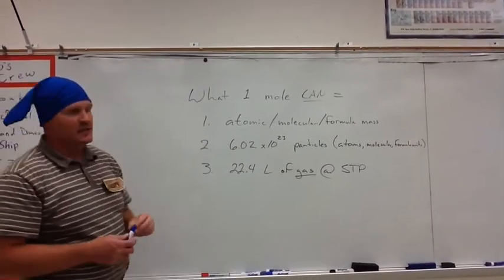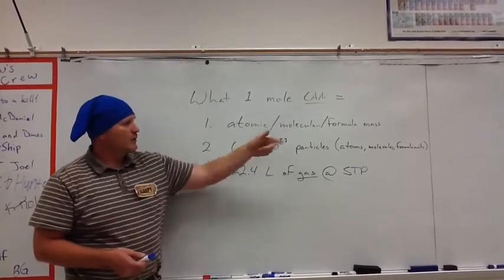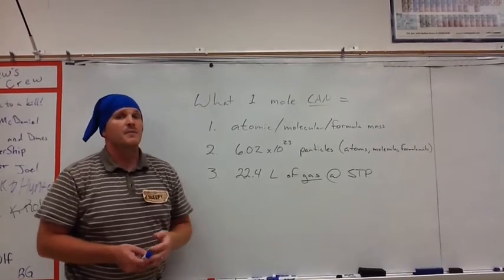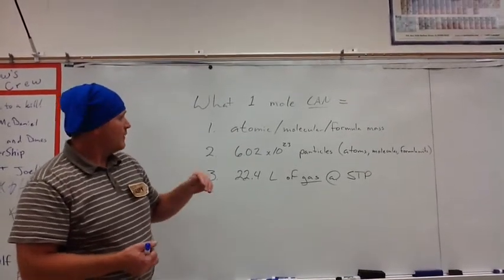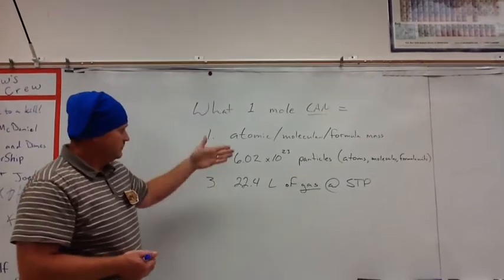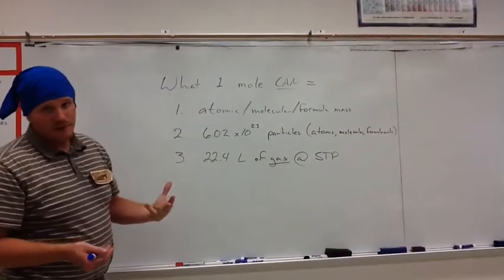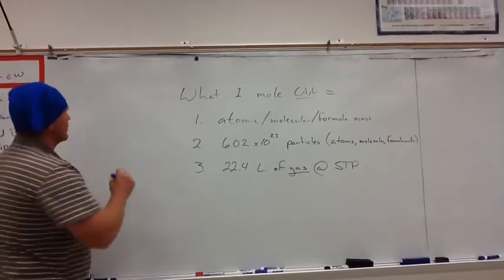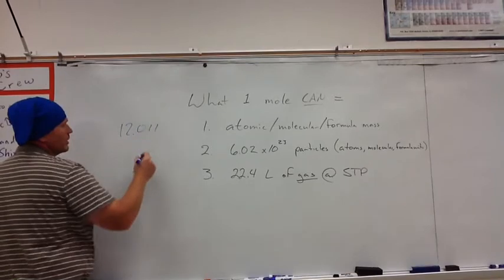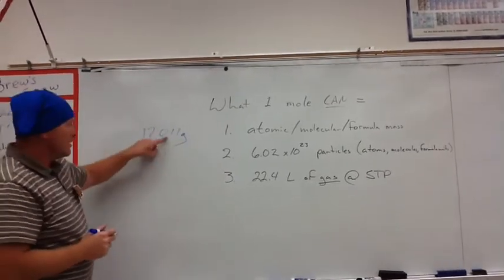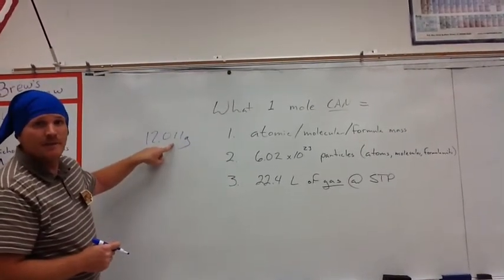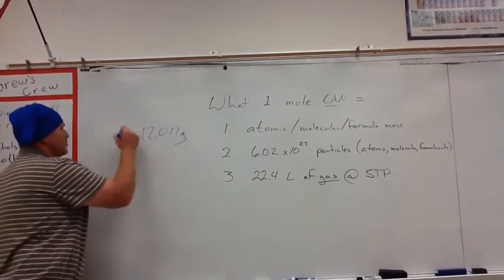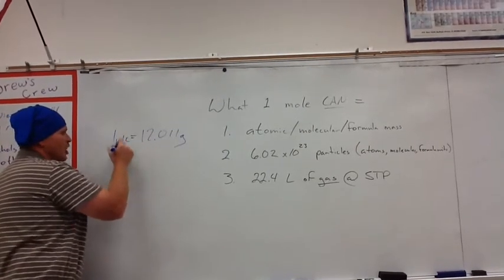Alright, so here's what a mole can equal. The first thing it can equal is the atomic, the molecular, or the formula mass. Now where am I going to get those things from? Okay, I'm going to get those from the periodic table. So if I told you I need a mole of carbon, okay, I'd go to the periodic table. I would see that the molecular mass of carbon is 12.011 grams. That's the formula weight of carbon. It's pretty handy. I can take this number and know that that equals 1 mole of carbon.